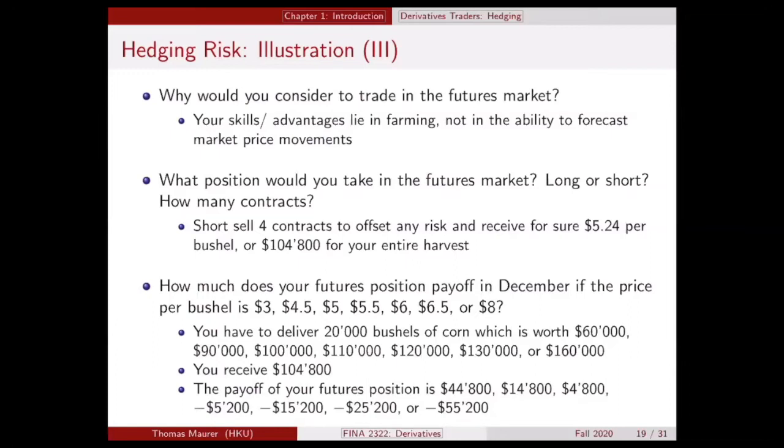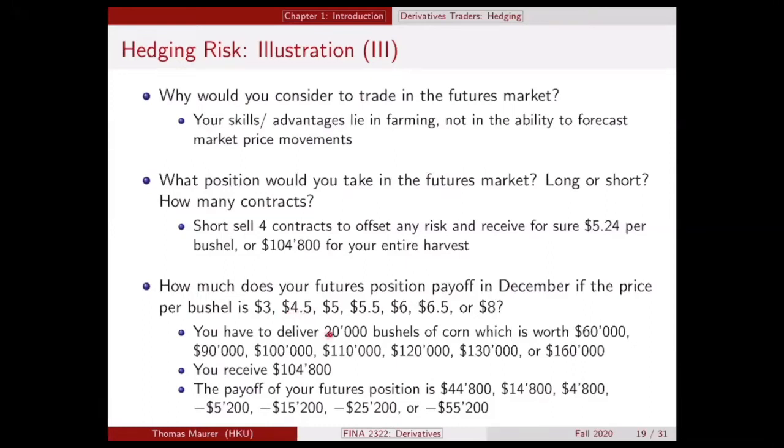And then afterwards, the farmer will go to the local market, sell his corn at $3, and then calculate his overall profit, which he gets. But we'll add to that in the next slide. What if the corn price turns out to be $4.50?